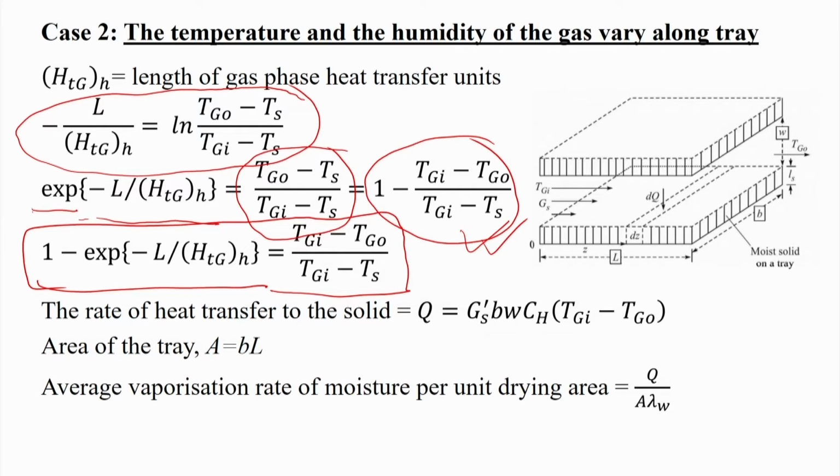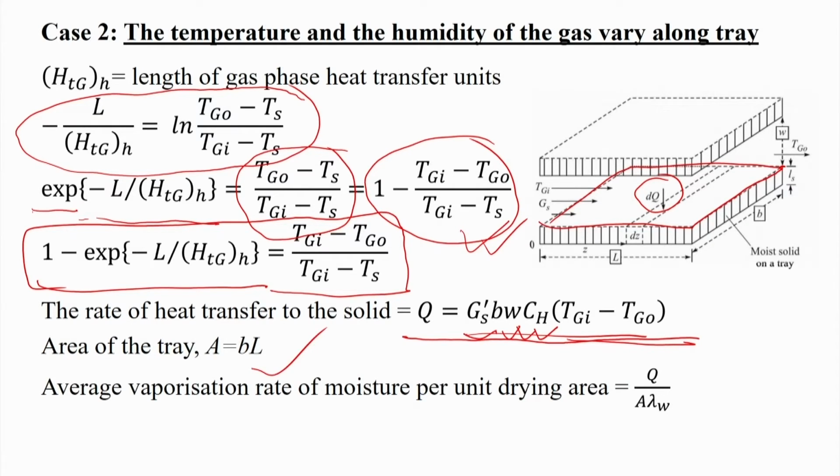And now the rate of heat transfer to the solid, the total dq we have assumed, is equal to Gs prime into B into W into Ch into (TGI minus TG out). So, we get the total heat Q in this form. The area of the tray will be B into L, because the area of the tray is the length and the breadth. So, the total area will be B into L.